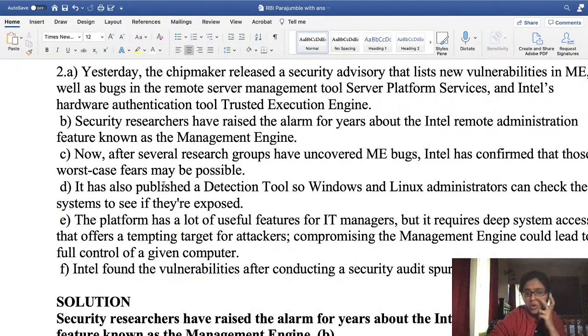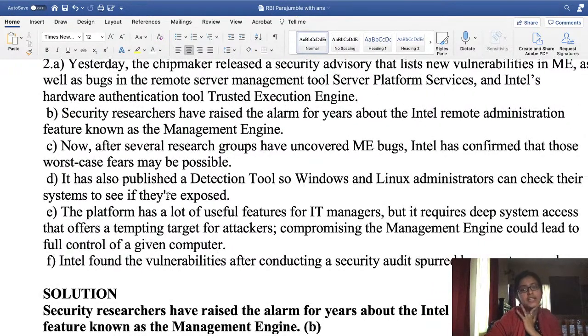What will the tool do? The tool will ensure that Windows and Linux administrators can check their system to see if it is safe or not. So they launched a sort of software which will check if there is any problem with the management engine, if it is attacking the system, if they have a virus attack, if they have a bug issue, if their security is being compromised or not.